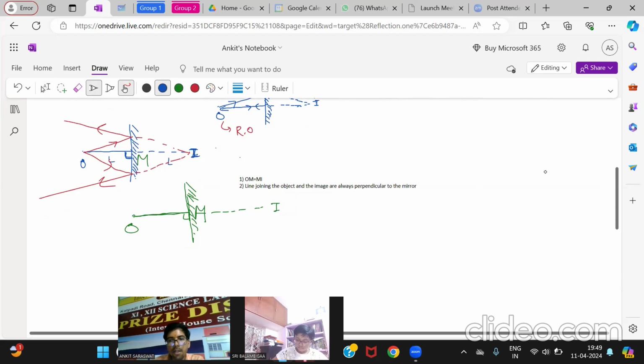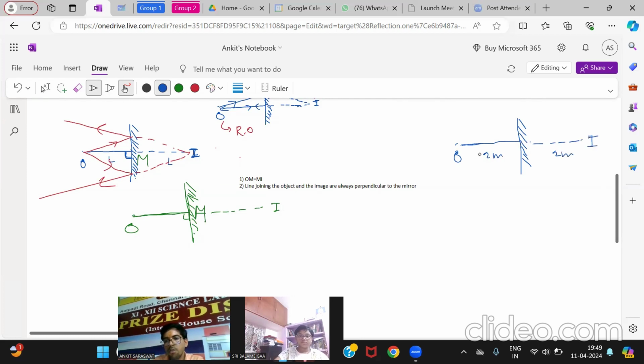So if anywhere they are asking how to draw the ray diagram, for example, this is the mirror I have drawn. The object is placed here, 2 meter. I want to form an image. Then draw one line like this. If the object is 2 meter from the mirror, where will be the image? It will be 2 meter at the back. So draw a line joining the object and the mirror like this. It will always be perpendicular to the mirror.